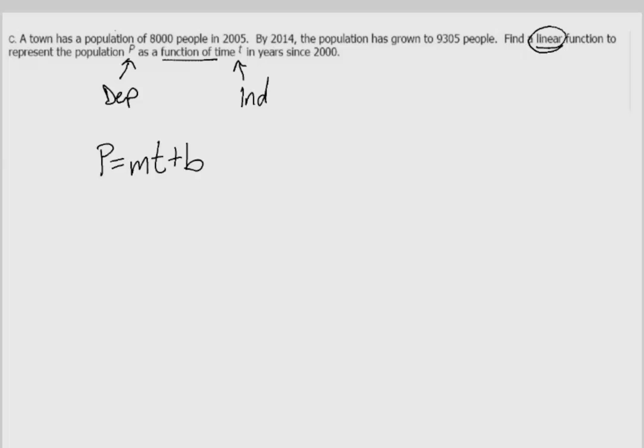We notice that t is time in years since 2000. This means that instead of using the value 2005, I will use t is equal to 5. And instead of using 2014, I will use the value t is equal to 14.